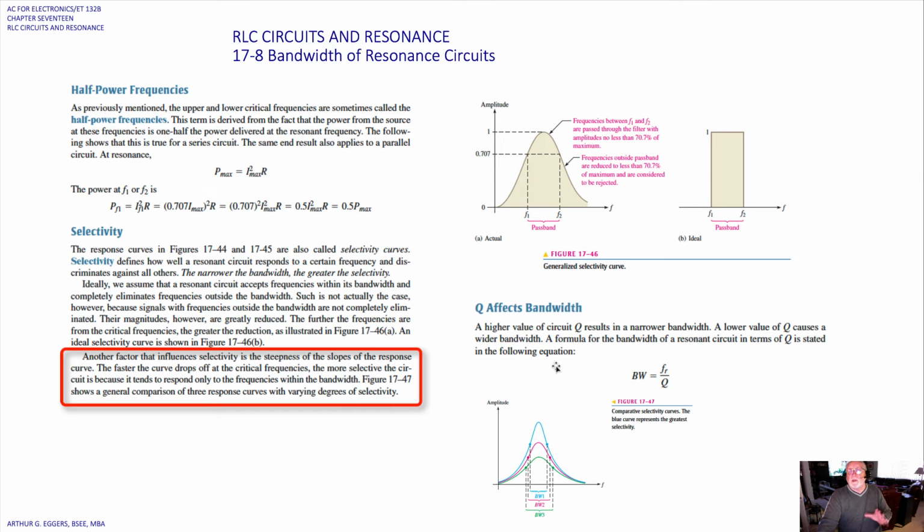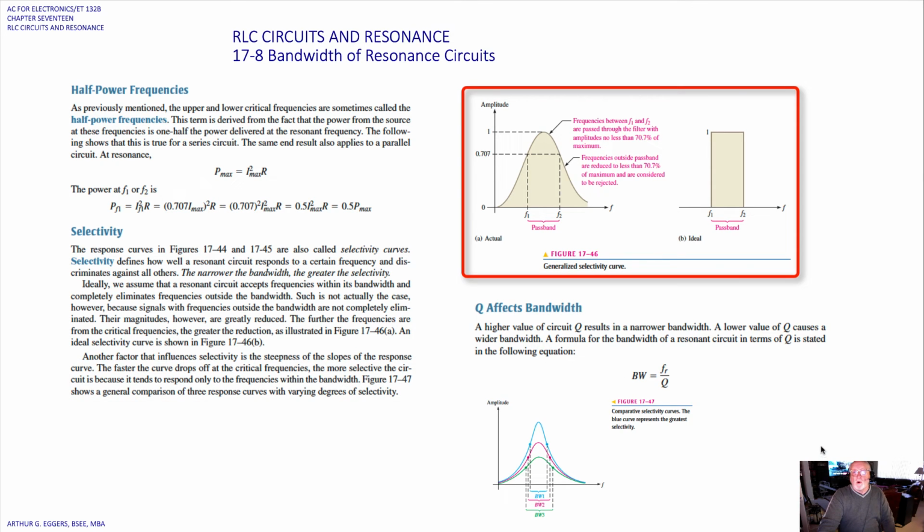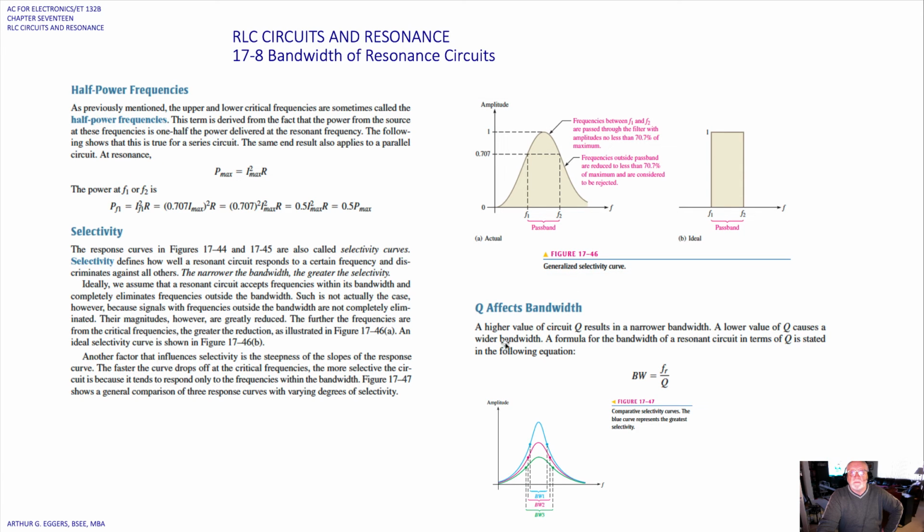Some of this stuff is going to become really more beneficial to you as you learn other applications, like in the area of communications. So we can see here the generalized selectivity curve. You can see here that ideally we have this square depiction, but that's not really what happens. We end up with this roll on and roll off relationship.